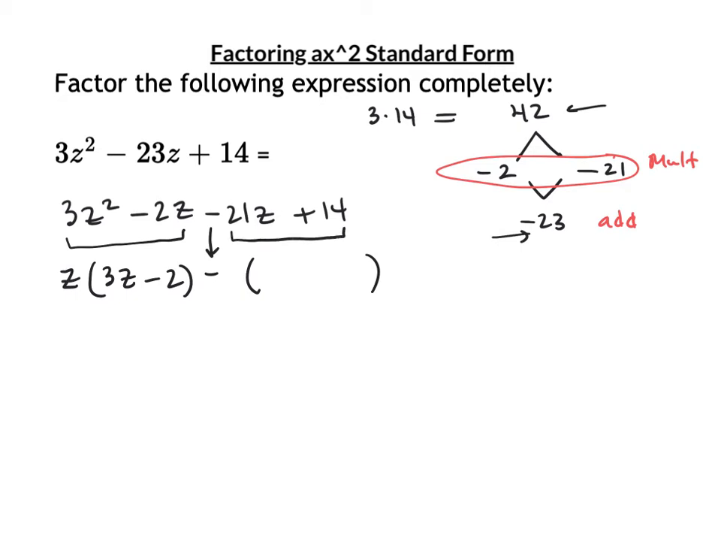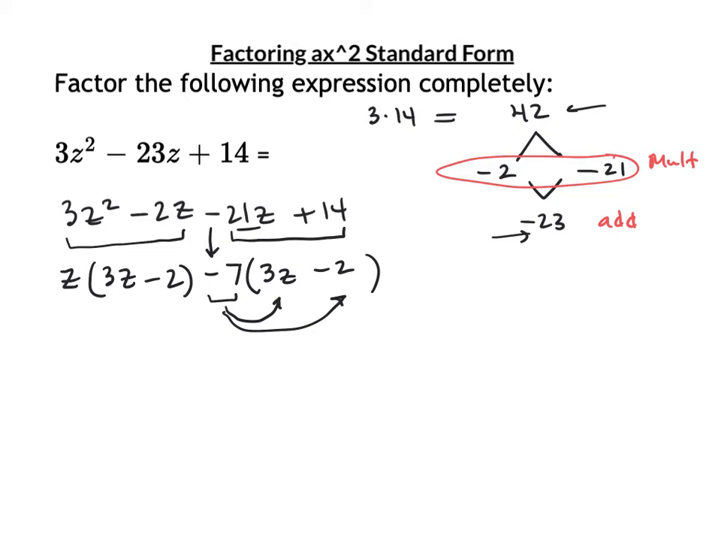both signs in this. The GCF is 7, and you're really multiplying negative 7 times something to make negative 21. Well, that'd be positive 3z. And negative 7 times something to make positive 14. Well, that'd be negative 2. Negative 7 times negative 2 is positive 14.